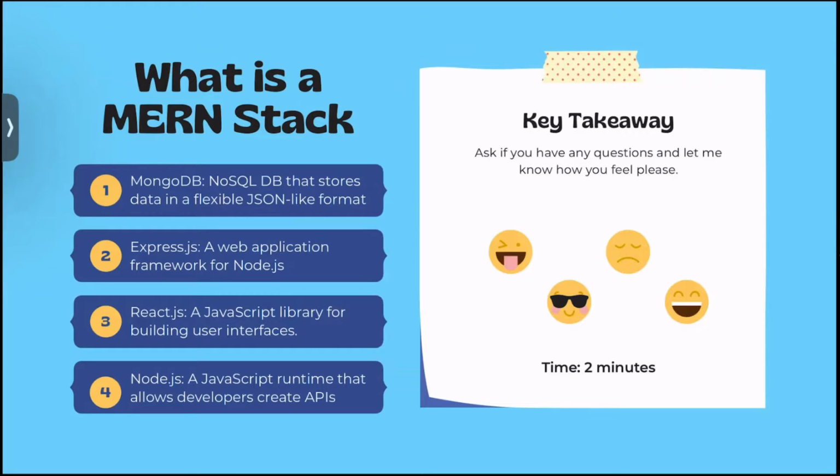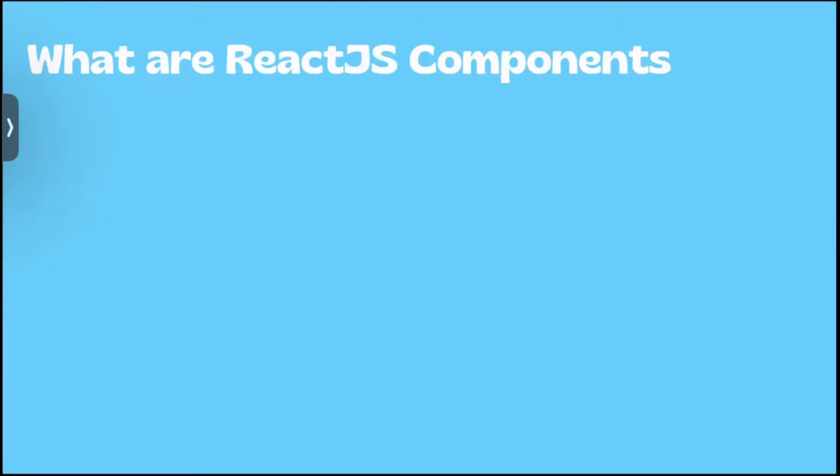So if I highlight the first letter of each technology, it becomes MERN stack: MongoDB, Express, React, and Node.js. That is the MERN stack. This is the stack that all you need to create a web application, deploy it, and serve your customers.